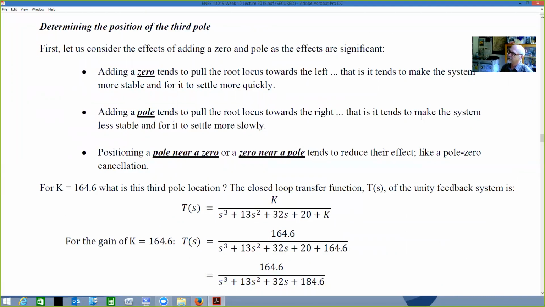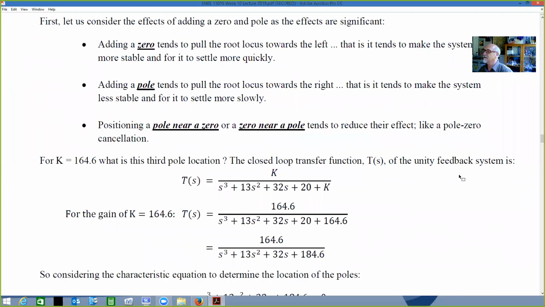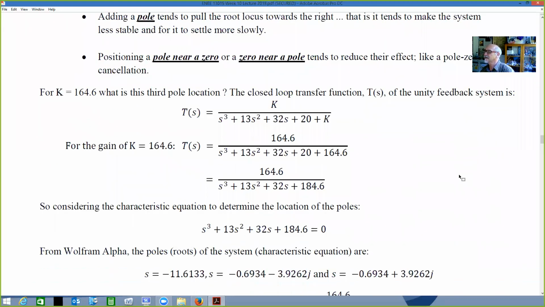If we add a pole, it tends to pull the root locus towards the right, as it tends to make the system less stable and settling time takes longer. So positioning a pole near a 0 and a 0 near a pole tends to reduce their effect. In other words, we get that pole-0 cancellation occurring. So for K equals 164.6, where's the third pole location?